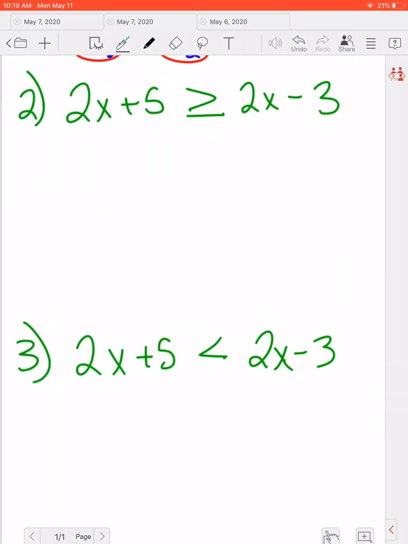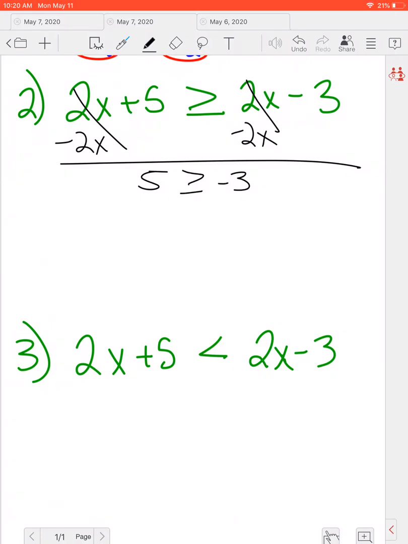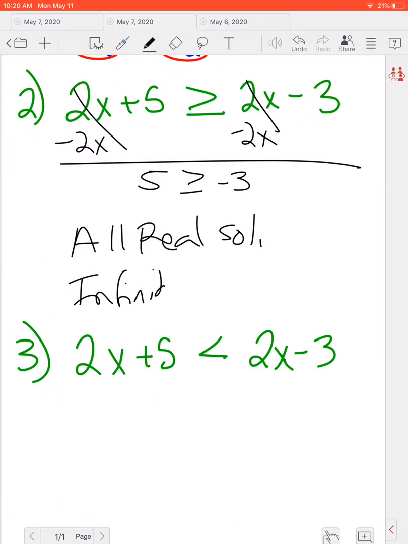Alright, so let's go back here, and let's try another one. So we have 2x plus 5 is greater than or equal to 2x minus 3. Again, we're going to get those variables together, and hopefully you're remembering some things from before. So we got 5 is greater than negative 3. 5 is always going to be greater than negative 3, so this would be all real solutions, infinitely many solutions, however you would like to say it. Either of those answers would work.